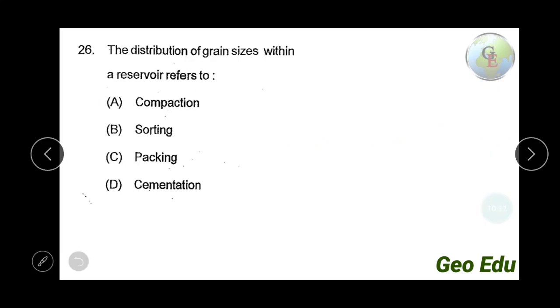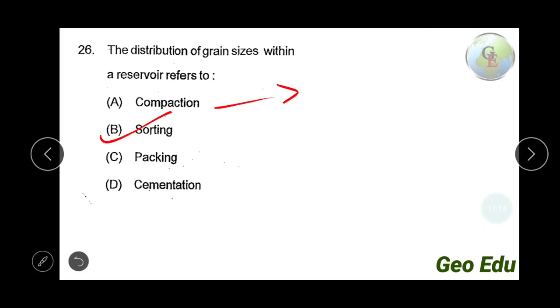Next question. The distribution of grain sizes within a reservoir refers to option A compaction, option B sorting, option C packing, and option D cementation. Here the distribution will be known as sorting, because in the question before I already told what sorting is. Small and larger grains will be sorted together, so grain size distribution refers to sorting.